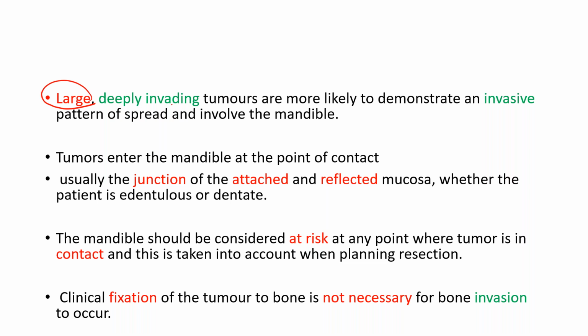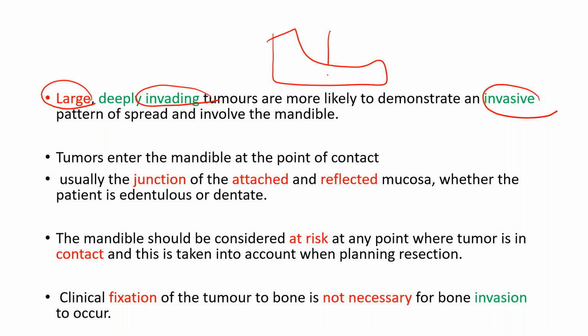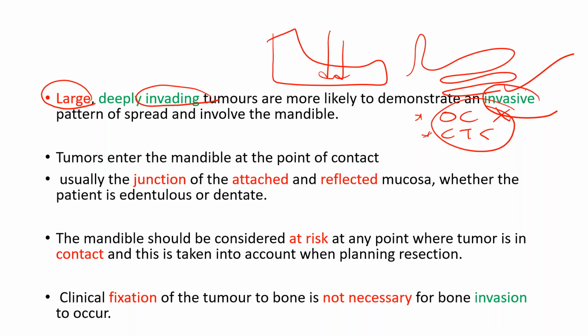Large and invading tumors have an invasive pattern and involve the mandible. Osteoclasts are very few here, and connective tissue is very little here. But it goes like fingers. Invasive is like fingers, it goes like a finger.